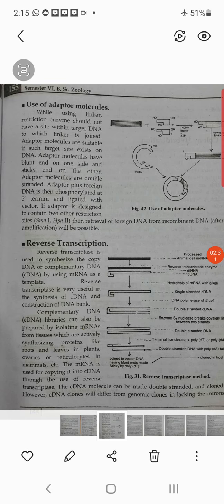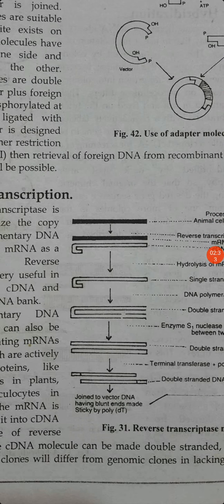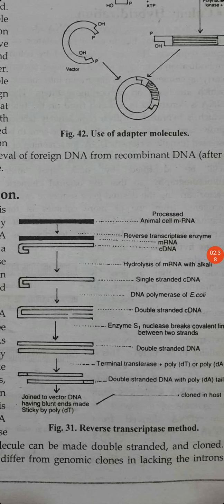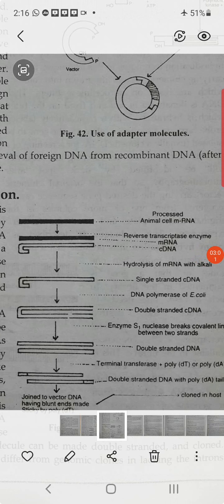See the diagram here, I will explain. We have to make the DNA from RNA. So how is it made? From the animal cell we have the mRNA. Then reverse transcriptase acts on the mRNA, and we make the complementary DNA. Once the complementary DNA is made, hydrolysis of the mRNA with alkali takes place. So here we get only the DNA, single-stranded complementary DNA.